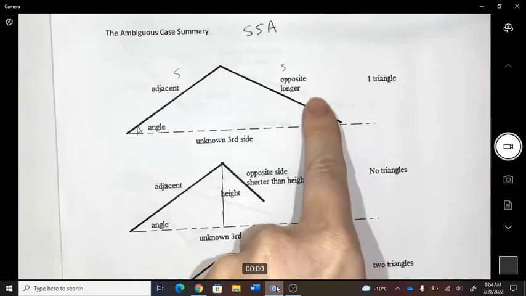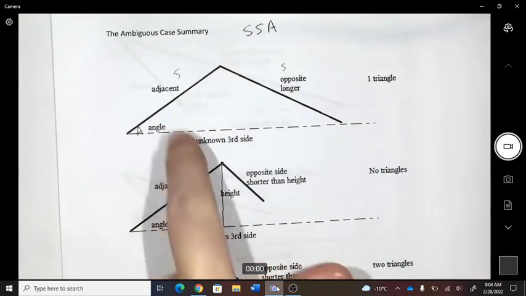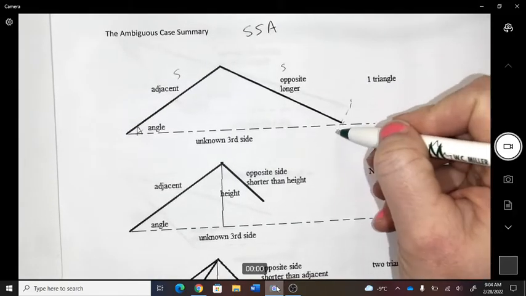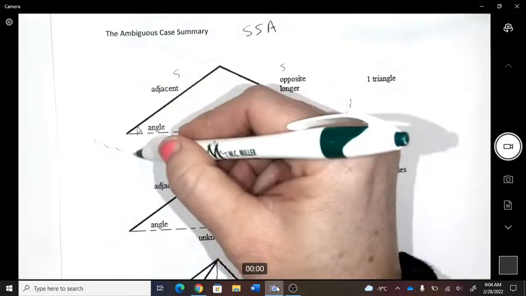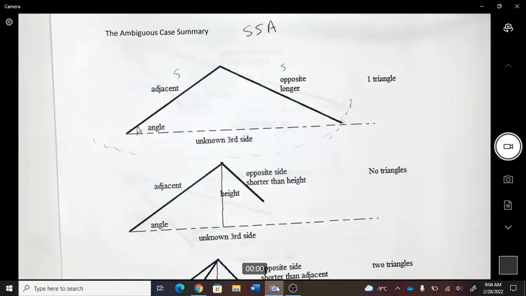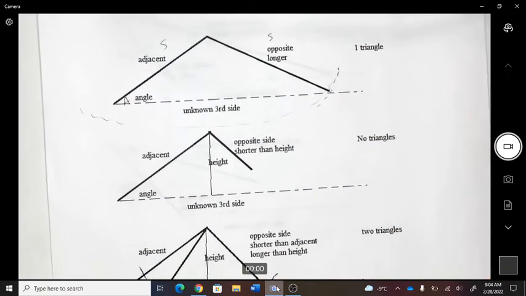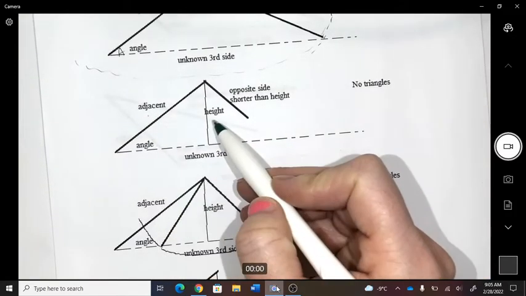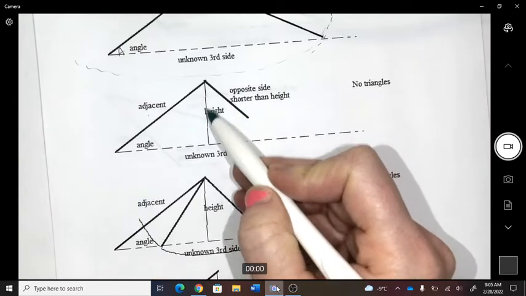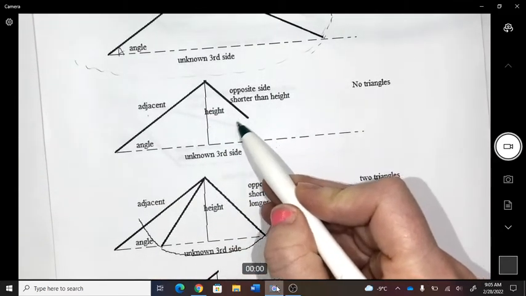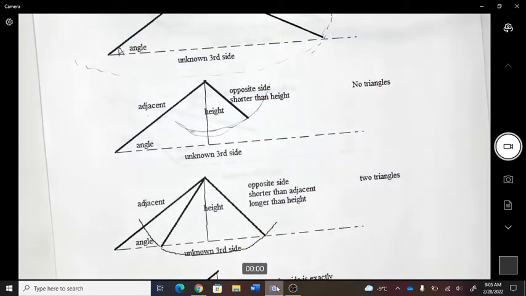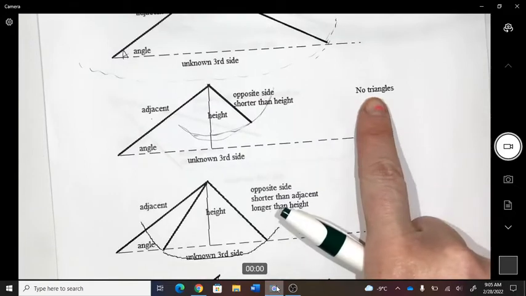If the opposite side was longer than this one, there was only one possible triangle. Okay, so it makes sense, like as I was swinging this around, if this was longer, it would only hit once. If the opposite side was shorter than the adjacent, and also shorter than this exact height, okay, so if you're shorter than this height, you are not going to touch at all. So no triangles happened.